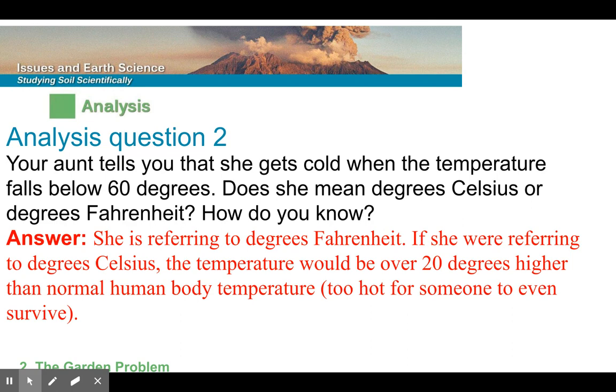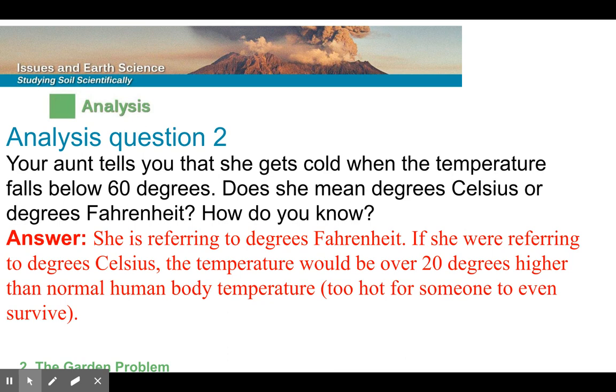She is referring to degrees Fahrenheit. If she were referring to degrees Celsius, the temperature would be over 20 degrees higher than the normal body temperature, which is too hot for someone to even survive. Okay, I do want you to have that. I do want you to make sure that you have that written out.